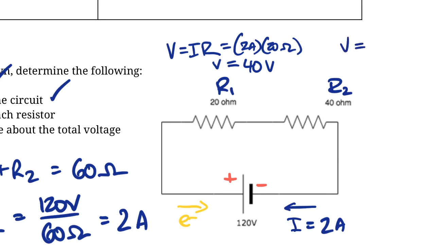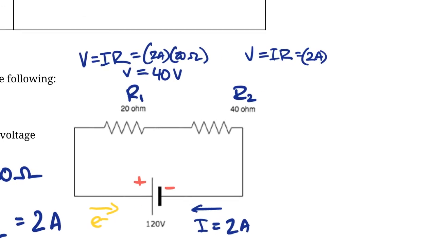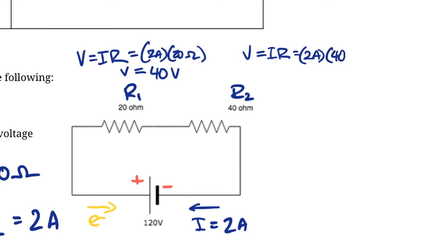Let's do the same thing for resistor 2. V equals IR. So it's going to be 2 amps again, because 2 amps is everywhere in this circuit, times 40 ohms. And we can calculate this as 80 volts. That's lost due to this resistor. So what you might realize is more voltage or more energy is lost in this resistor than in this resistor. And that makes sense because there's more resistance here, so it's going to take away more of the energy for the circuit.